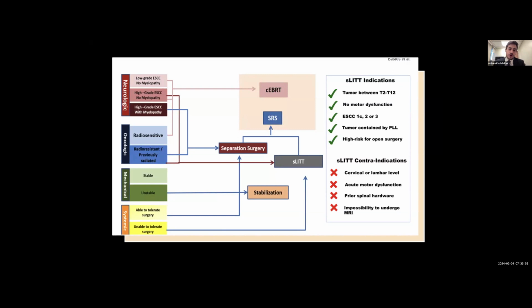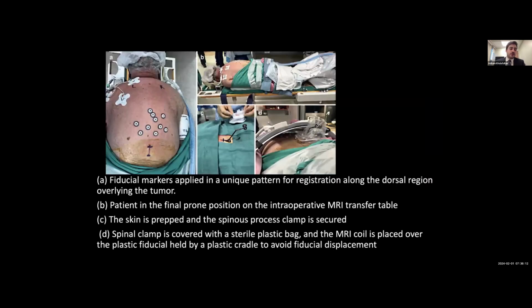Those are all things that we can discuss, but they mentioned how it's contraindicated in the cervical and lumbar spine. If the patient has any deficits, they should not use it. If the patient has any hardware and so forth. I found it interesting because at this time we are not performing spine LIT. So they explained their experience.